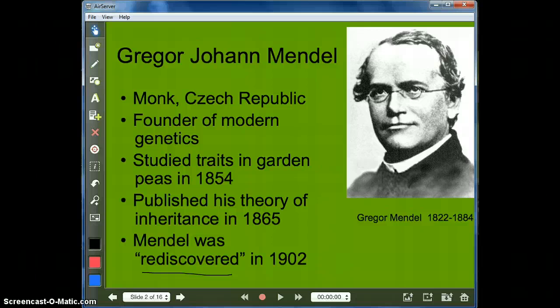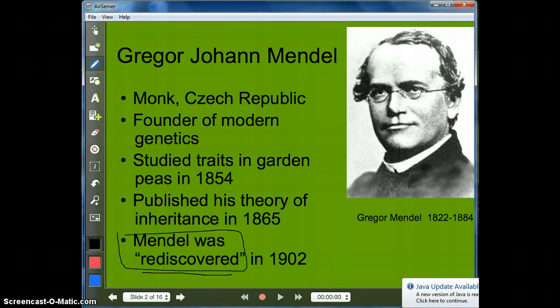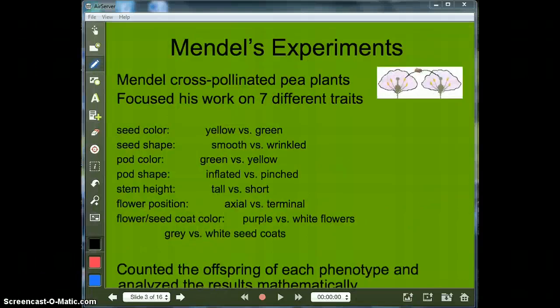But he had published a theory of inheritance in 1865. At that time, there weren't a lot of people that agreed with a whole lot of the things that he stated. But in 1902, almost 40 years later, they realized Mendel really did know what he was talking about. So people rediscovered his work. They took a closer look at his materials and realized that what he had in his published book was really true.